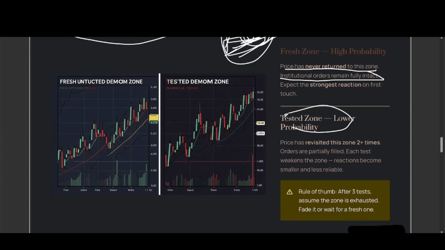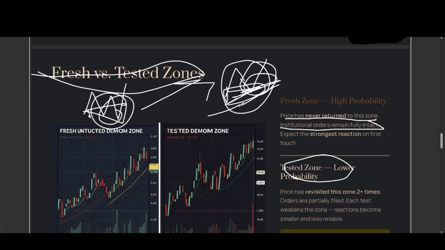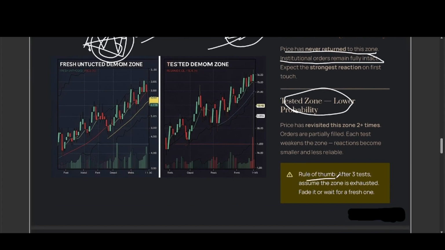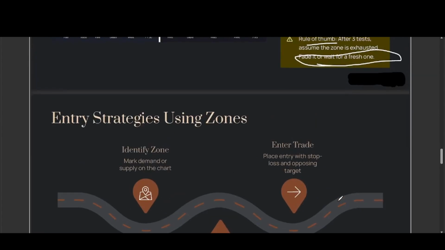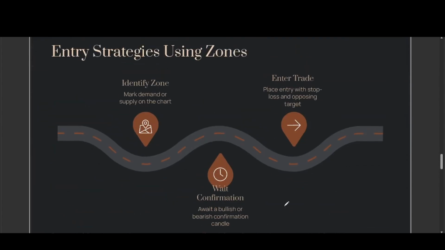Next, what is a tested zone? Imagine there is a zone where the market has tested multiple times. The chances of you winning the trade in this zone are much less compared to the fresh zone. So next time you mark a demand zone, make sure it has been tested fewer times. The fewer times it's tested, the better the zone is. Rule: after 3 tests, some zones are exhausted and fade away. So if you see a zone which is tested more than 3 times, ignore that zone. That zone does not act as a supply or a demand zone any further.